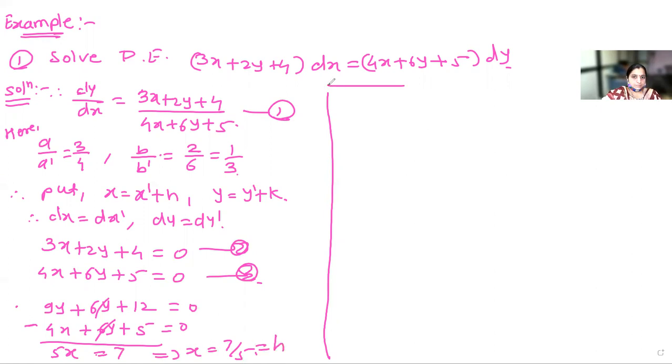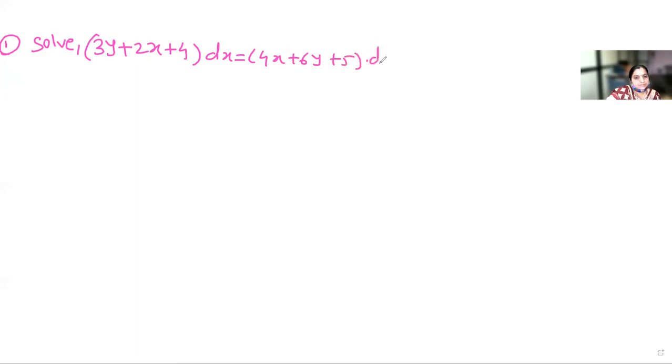Okay, and solve this equation and calculate the value of y. Let us see what will be the value of y. Just wait, here in the equation 3y is there. Sorry. What is in the equation? Solve (3y plus 2x plus 4) into dx is equal to (4x plus 6y plus 5) into dy as the equation.